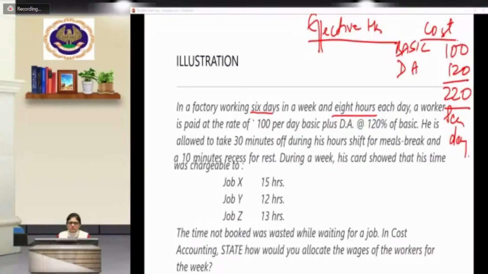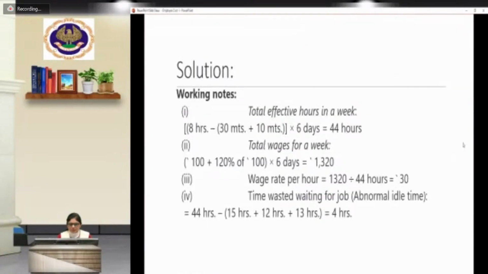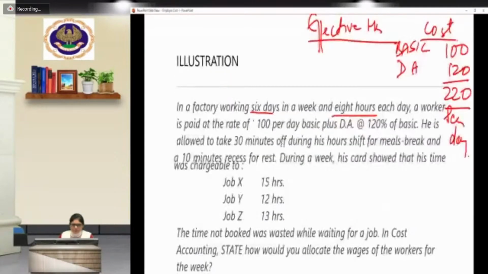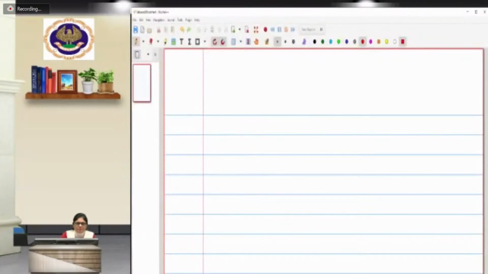All right. So now let's come back from the break and continue this question. I've written down the cost per day. So 100 plus 120, 220 is per day. Clear? And these are the number of hours which we calculate. Let me just explain to you how it is to be done. So here we have to calculate the hours. If we can see the question, 6 days into 8 hours.